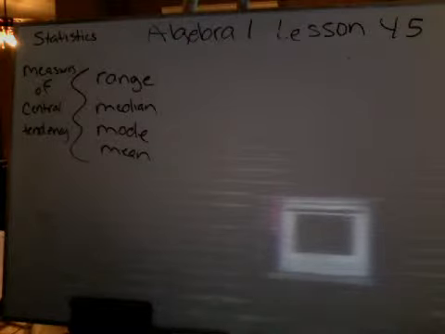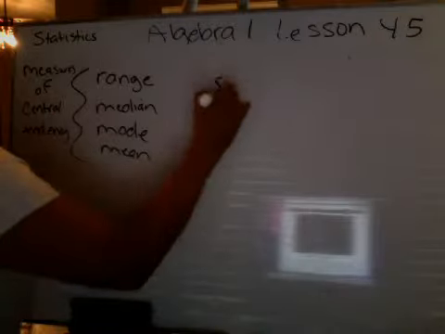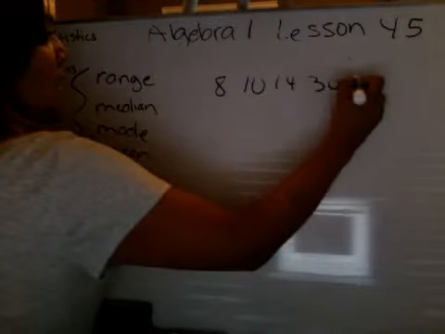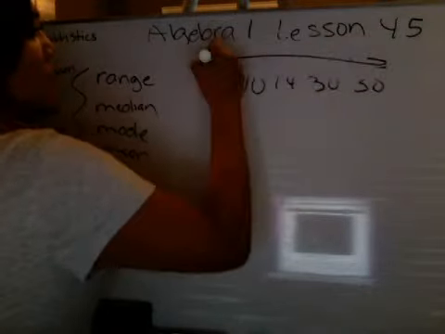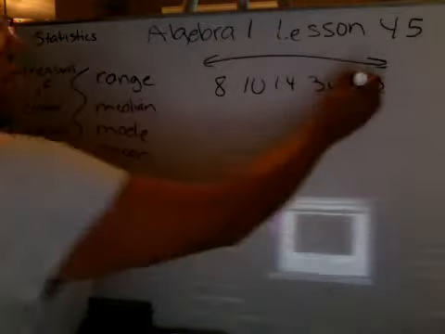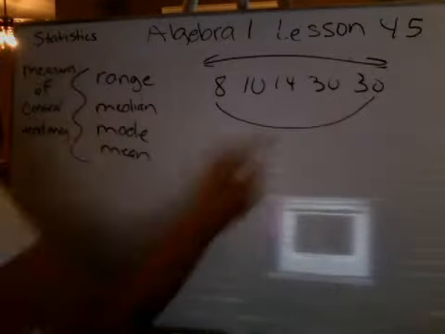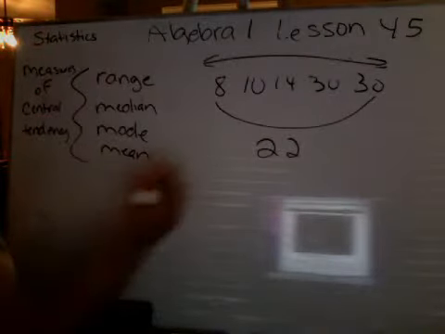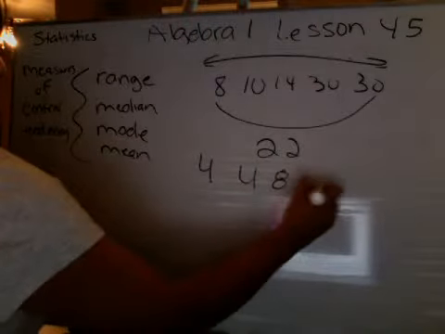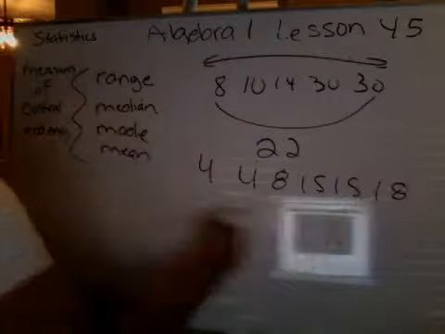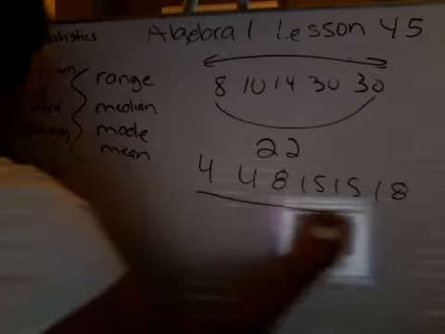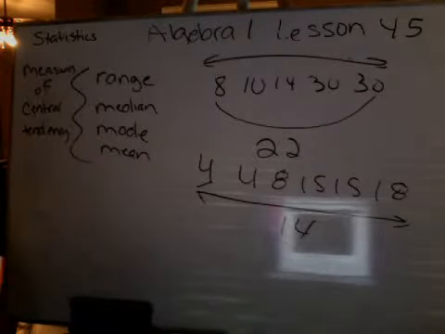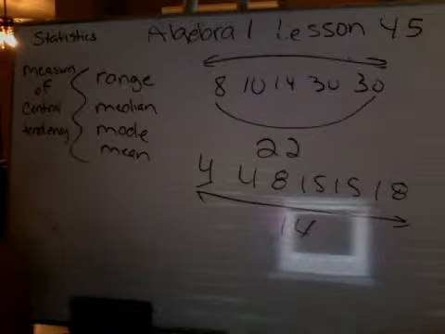What is range? So if I have a collection of numbers, say I have the numbers 8, 10, 14, 30, and 30. Okay? The range, you put them in order from least to greatest, so my range is from 8 to 30, or the difference, which is 22. Okay, if we look at another set of data, 4, 4, 8, 15, 15, 18. They're in order from least to greatest. My least is 4, my range is from 4 to 18, or the difference, which is 14. So the range is really easy to do.